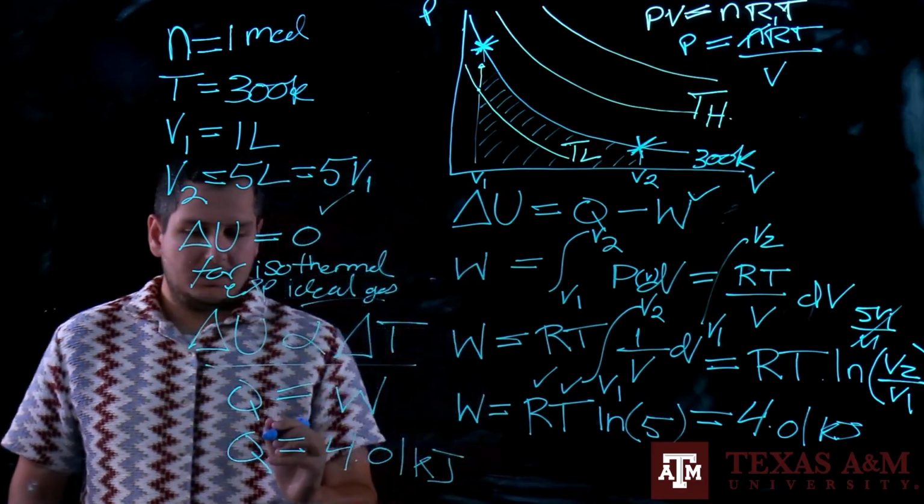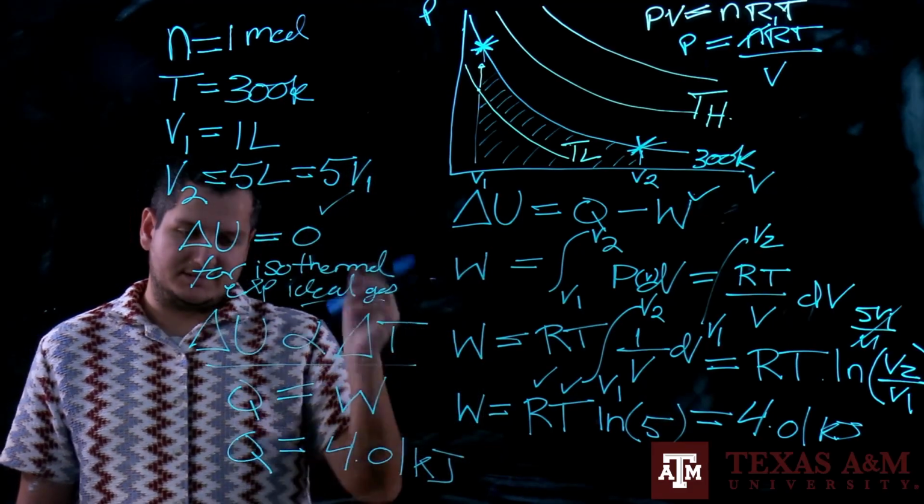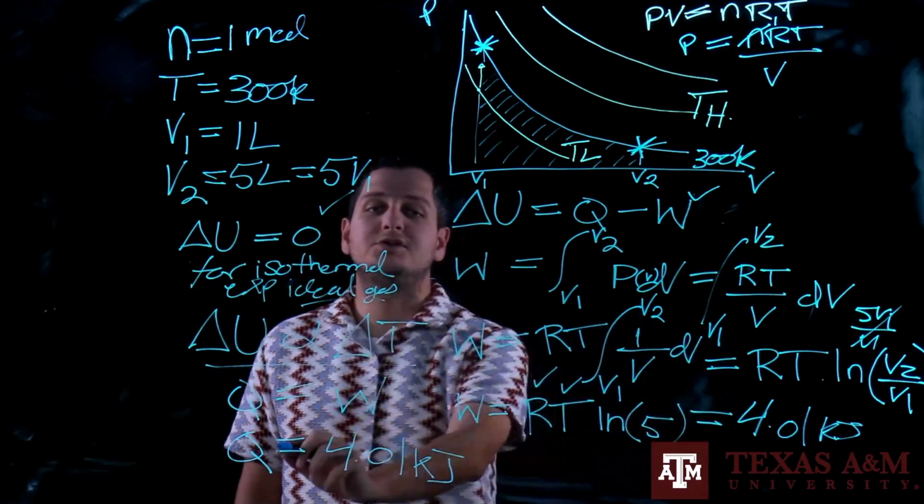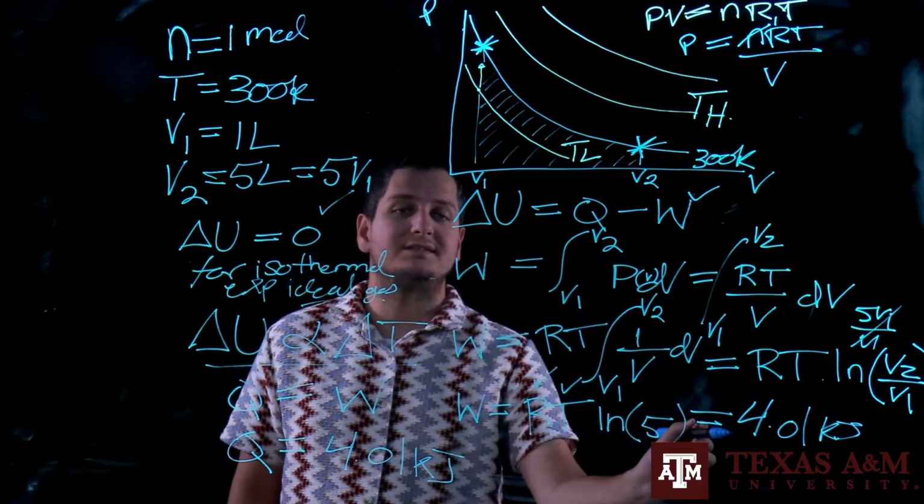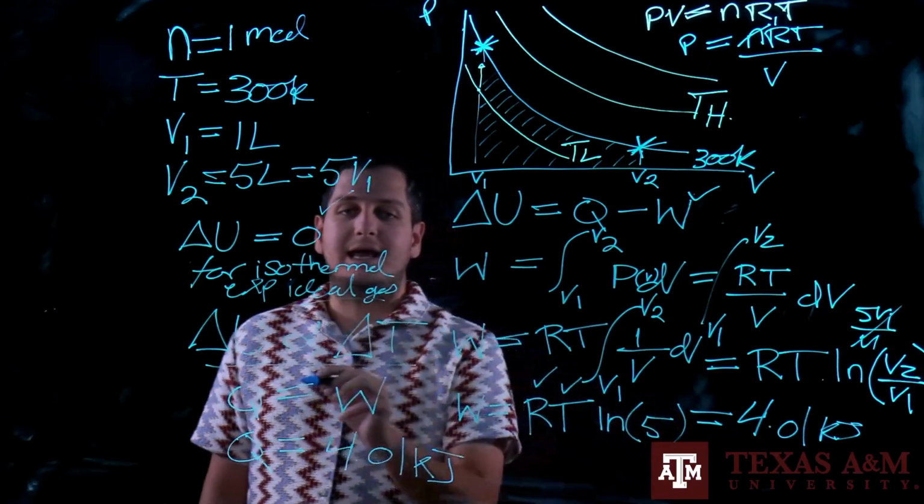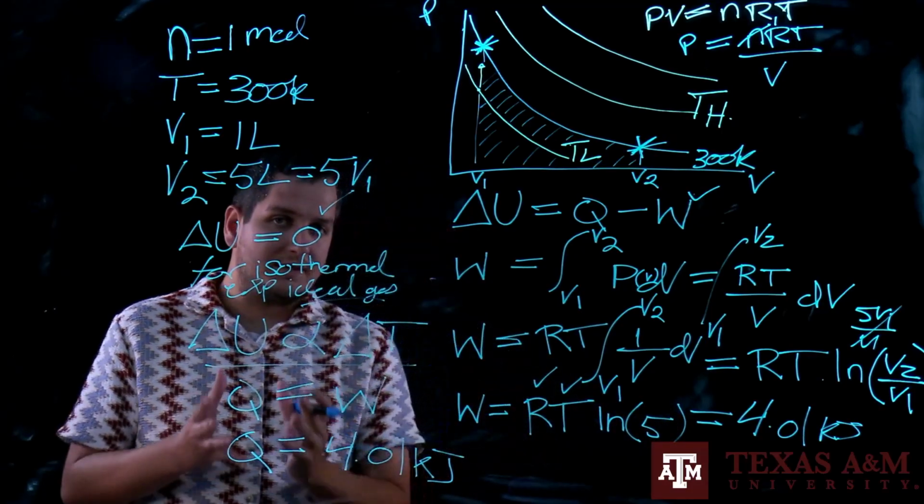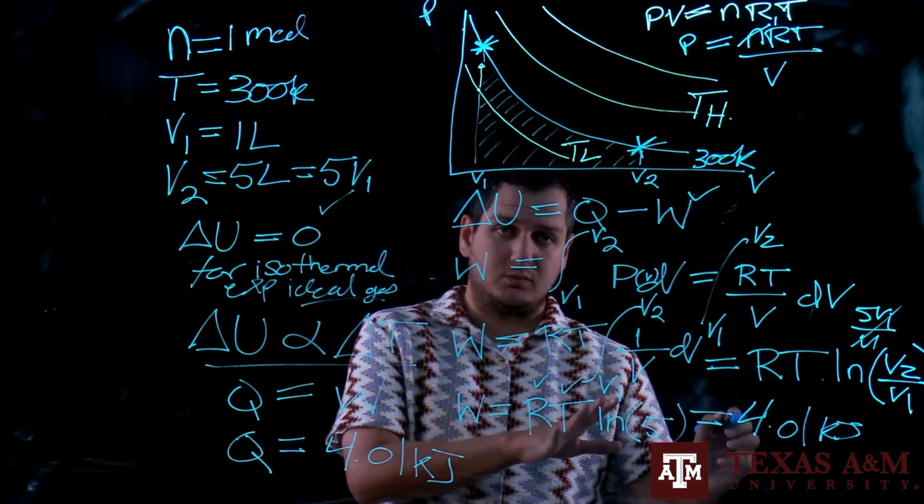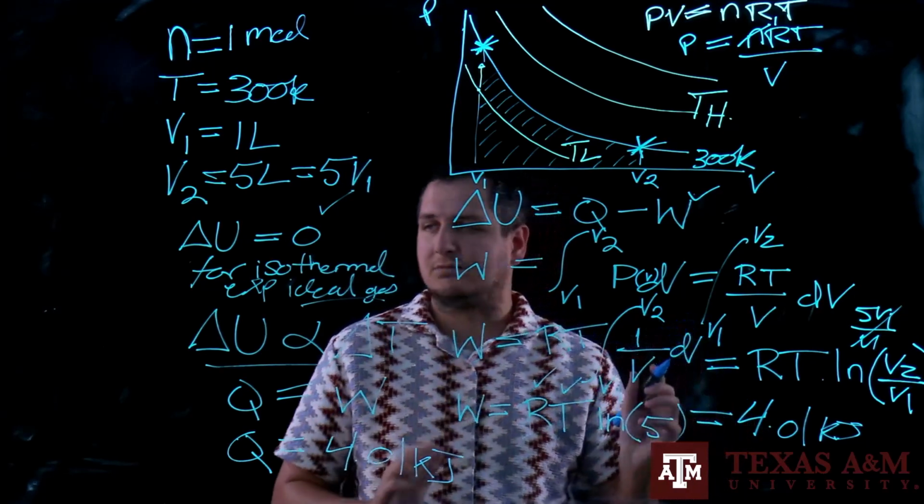Right? So this was heat added to the system, and this was energy leaving the system. Energy added to the system as heat. Energy leaving the system as work. Right? So this is isothermal expansion.